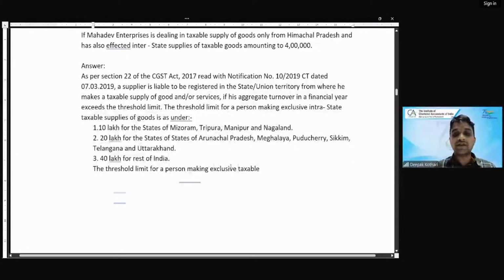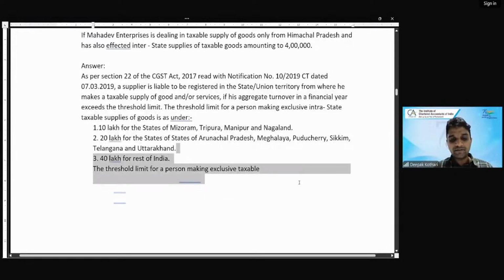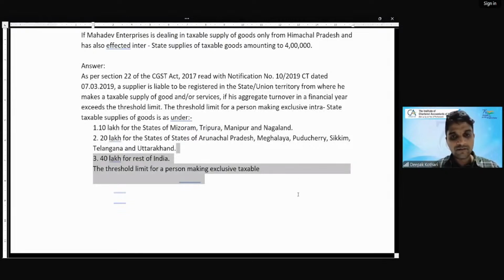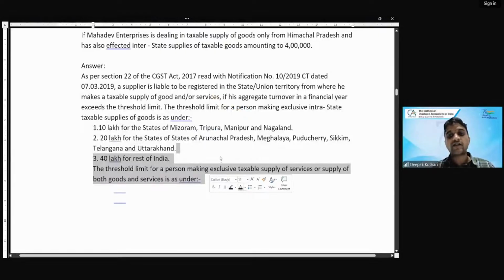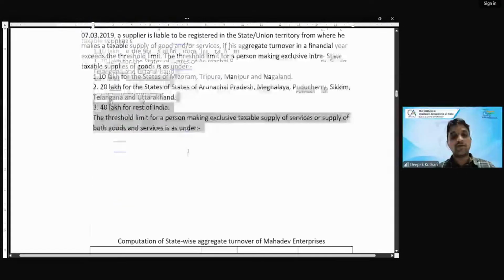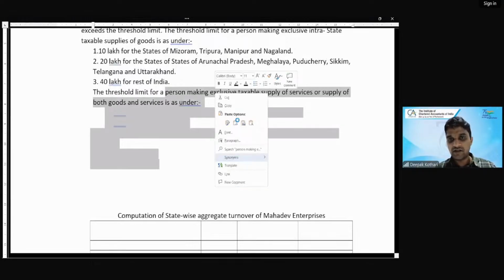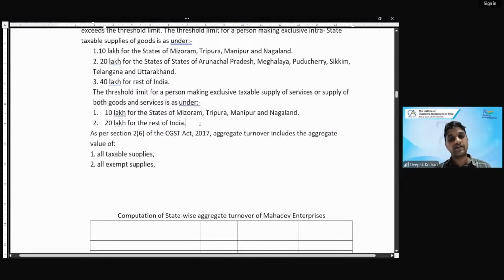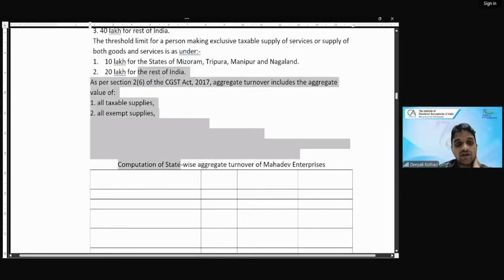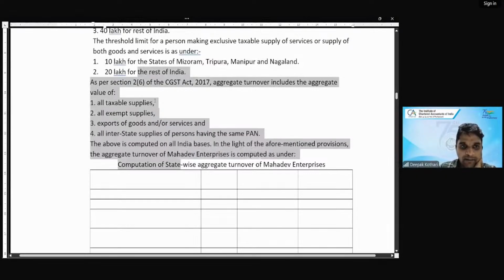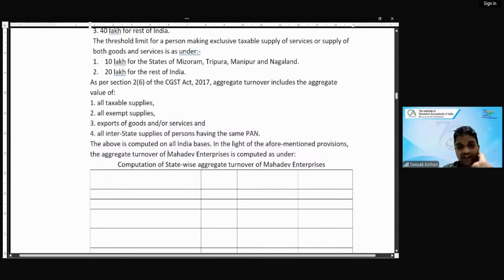So the threshold limit for a person making exclusive taxable supply of services, or a supply of both goods and services, is as under. Might be what is relevant for us, only that we will mention. 10 lakhs in the case of Mizoram and 20 lakhs in case of rest of India. So as per section 2(6), aggregate turnover includes all the following: all taxable supplies, exempt supplies, exports, and interstate supplies. The above is computed on an India basis.